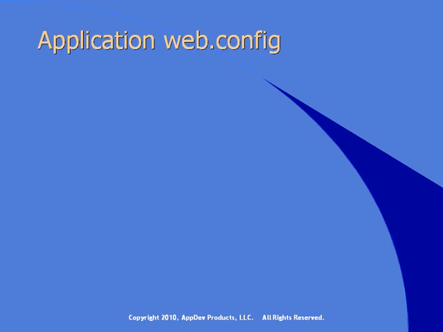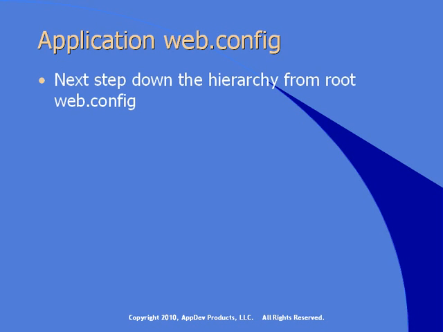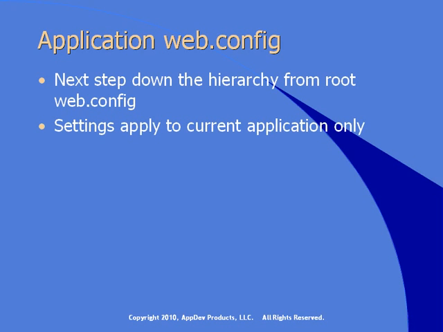The next level down in the hierarchy are application web.config files. So the hierarchy starts at machine.config, then is overridden by root web.config, and now we're talking about the application web.config file, which overrides any settings within the root web.config file. The settings within this file apply to the current application only. If you want the same settings to apply to another application, you need to duplicate the web.config file and put that new file in the root directory of that other application.